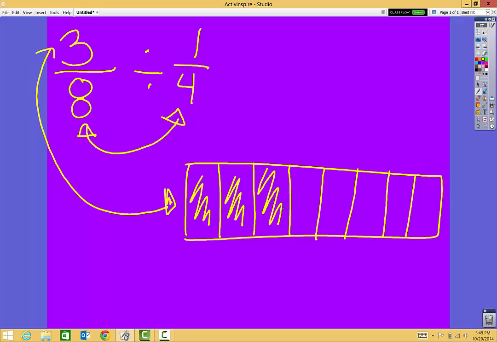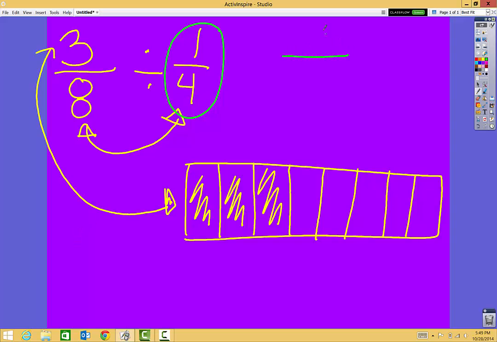Now, my next step is I need to make equal groups. How big are my groups going to be? Well, that's my divisor, my second number. I need to have groups of 1/4. But I don't know how big 1/4 is. So how can I solve that? Because I'm working with 8s. Easy, I have to make an equivalent fraction.